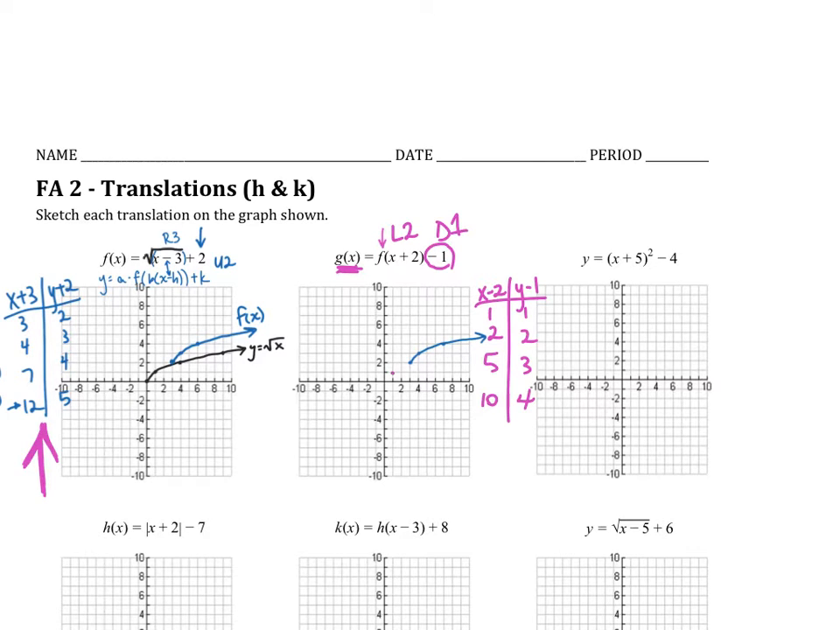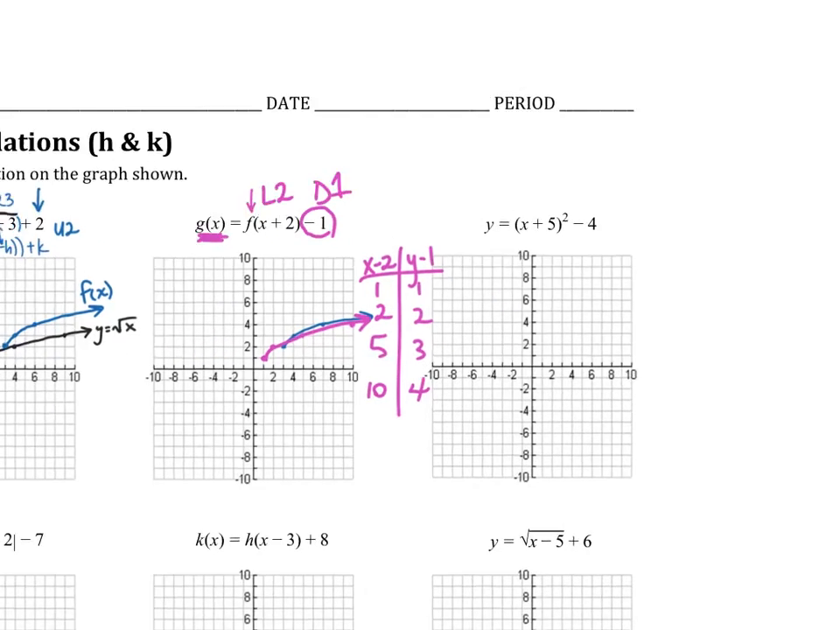I have 1, 1, 2, 2, 5, 3. I almost put it in the wrong spot. My goodness, 10, 4. Like that. G of x is taking that first graph and then applying the parameter changes of left 2, down 1.